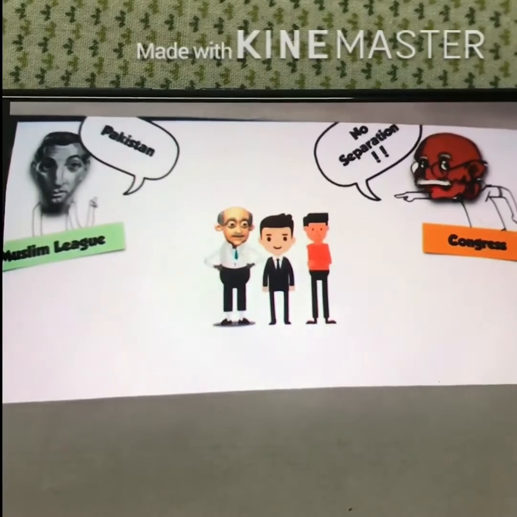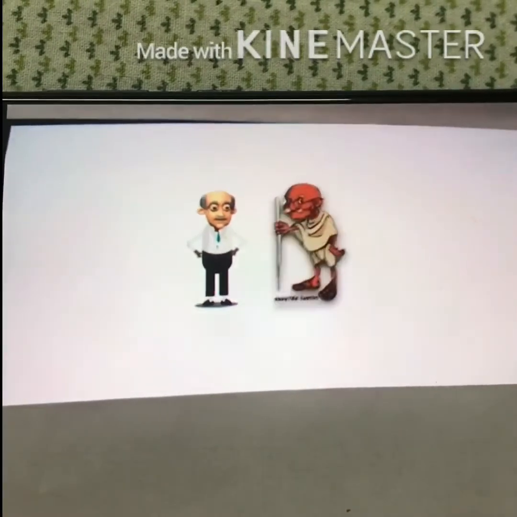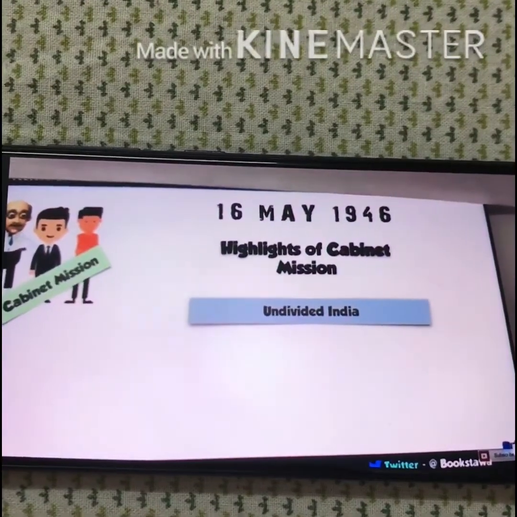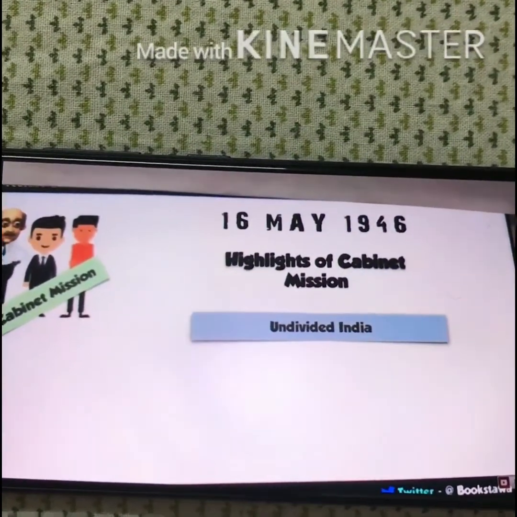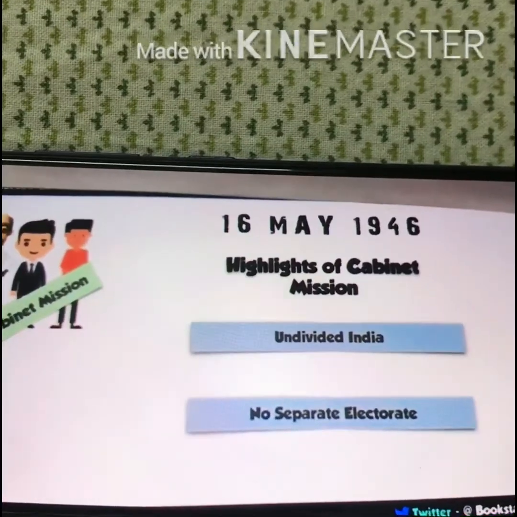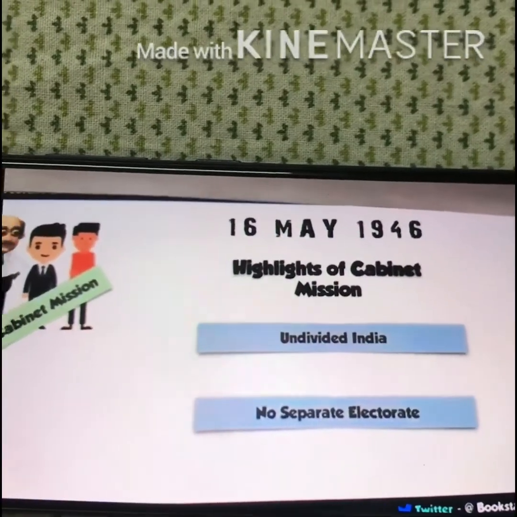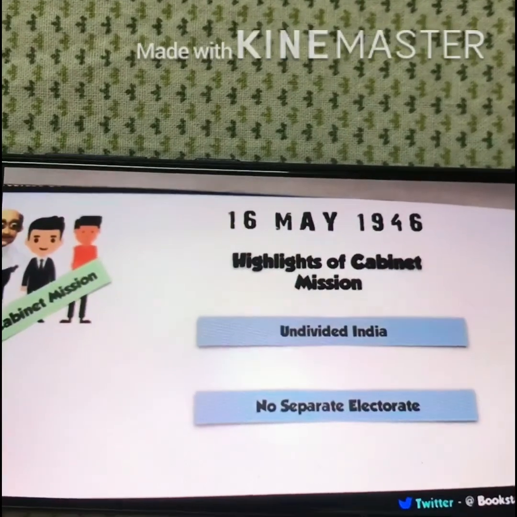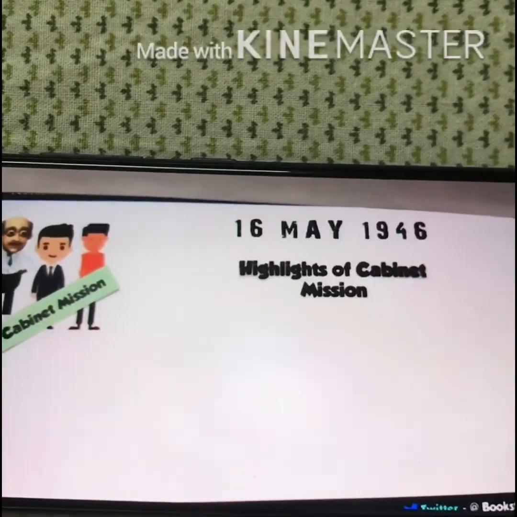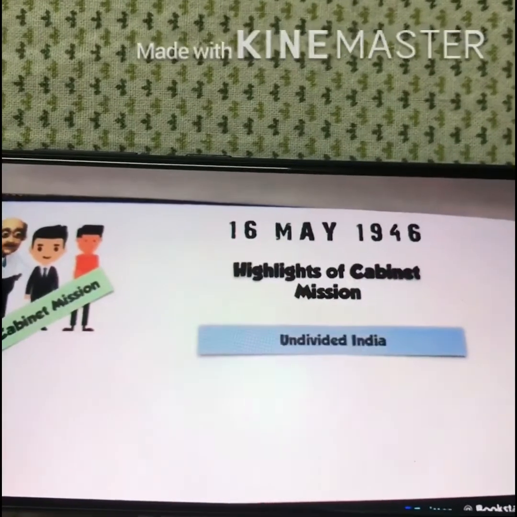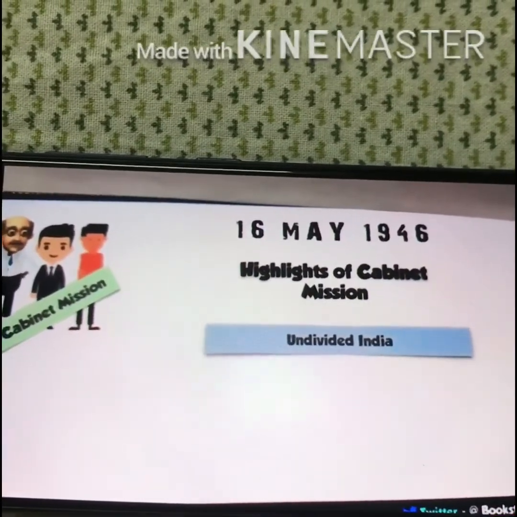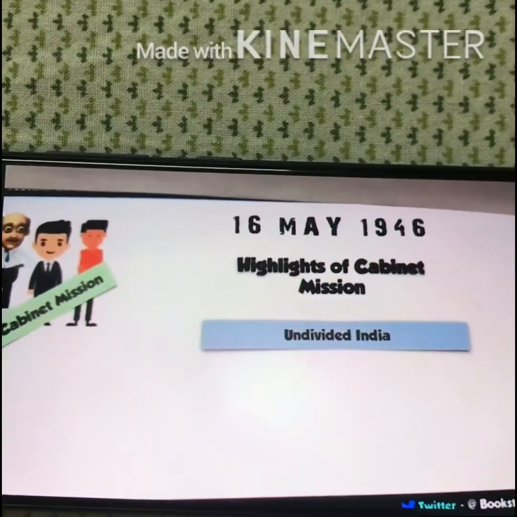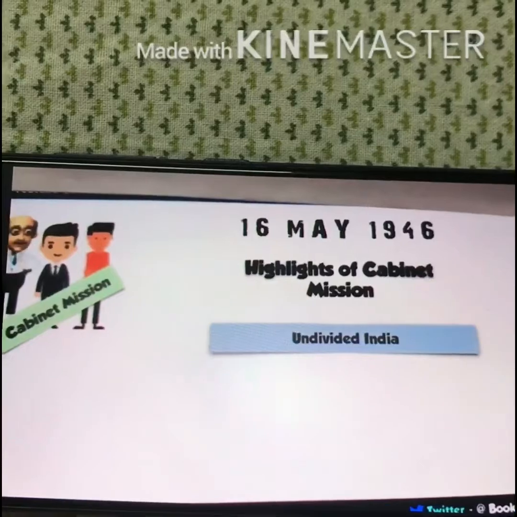Now we will look into detail about its recommendations. We can divide it into three parts. First is provincial subjects, or we may say provincial groupings. Second is princely states, and third is constituent assembly. Let us see first about provincial groupings. The Cabinet Mission suggested that there should be an Indian federation which should come into being by uniting all the provinces and the native states.